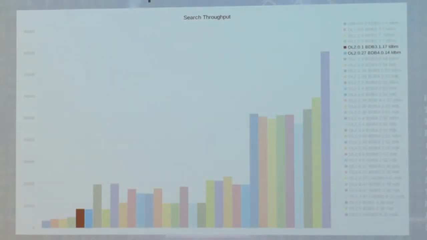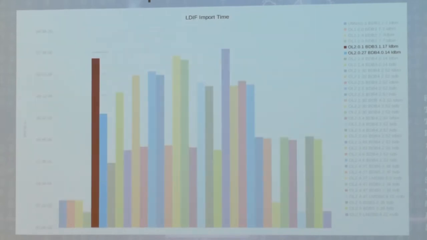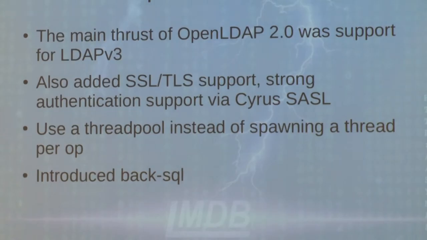Okay, so year 2000 comes and we survived Y2K. OpenLDAP 2.0 gets released. You can see this performance has improved a little bit. Import time is way horrible. I mean, this is almost an hour. No, sorry, it's almost an hour to import the 1 million users. And part of this is that we've upgraded to a new version of Berkeley DB, Berkeley 3.1. But there's also some other obvious considerations there.